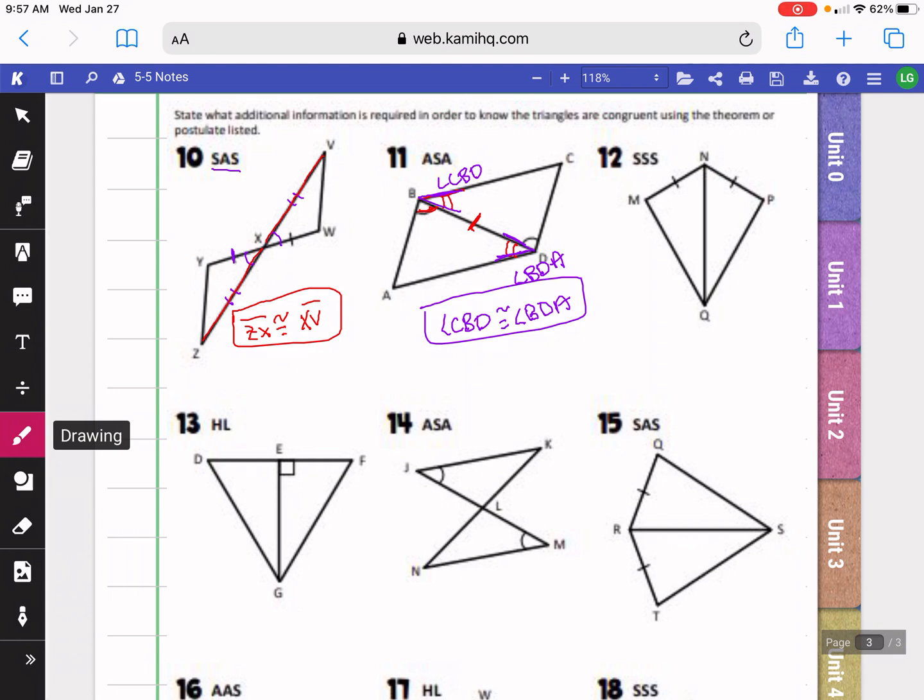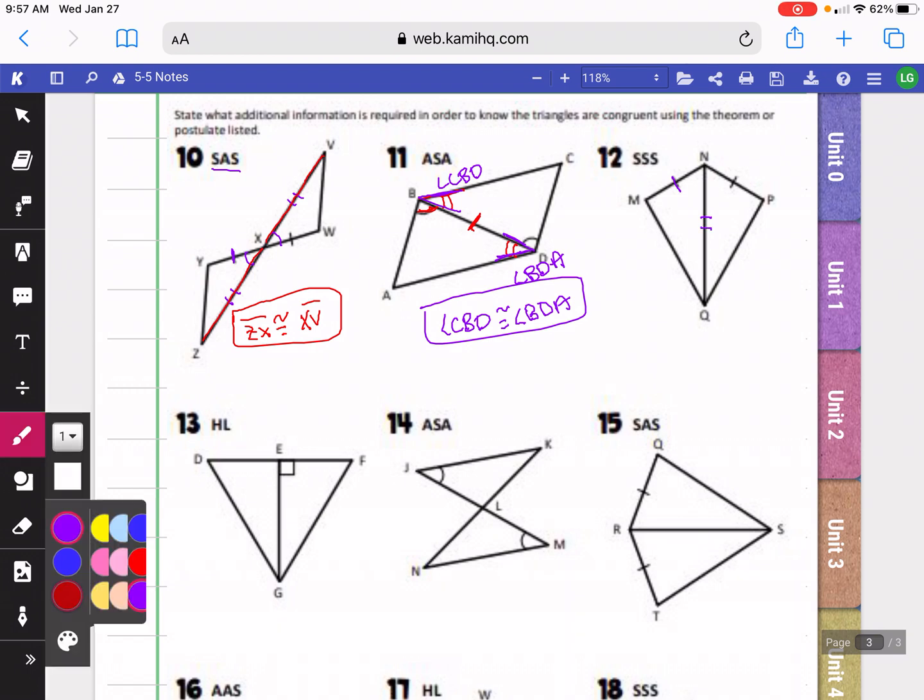In our next picture, we want SSS. So we know they already marked this side. We know this side has to be congruent because it's the same. So that means this third side here, both triangles would need to be congruent for SSS to take place. So side MQ would have to be congruent to side PQ.